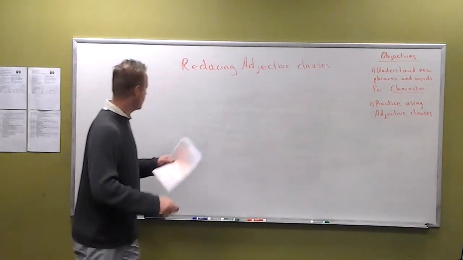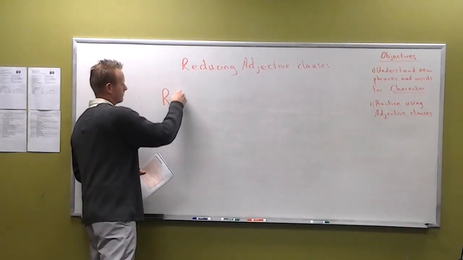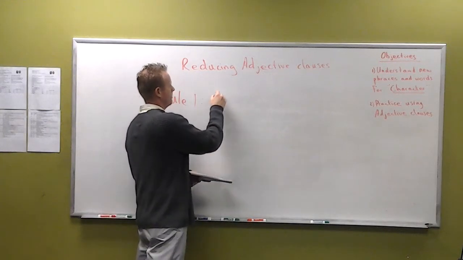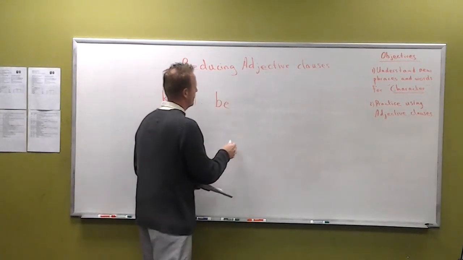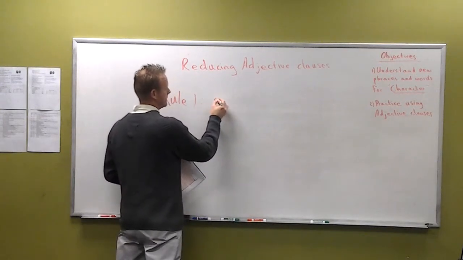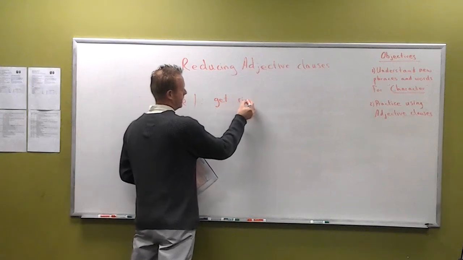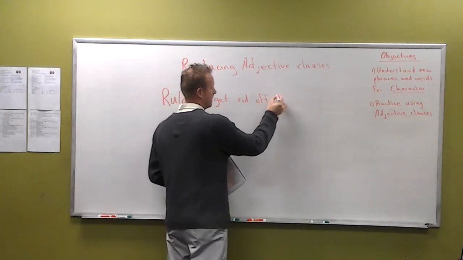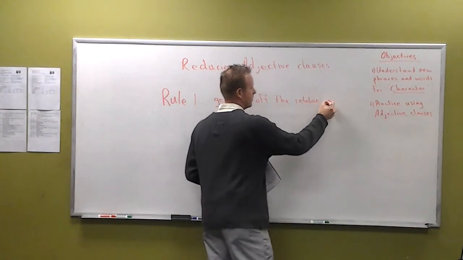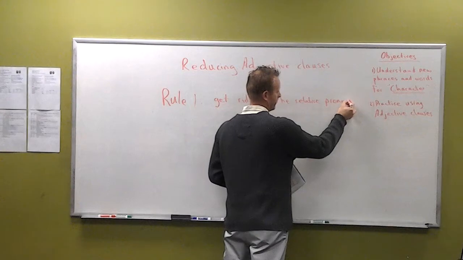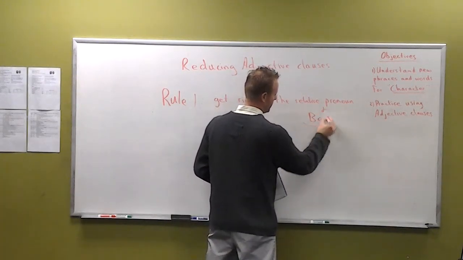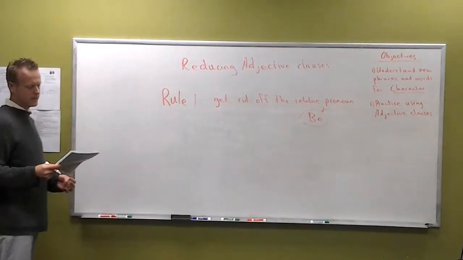Rule number one, let's just write it up here. So, when you have the be verb, alright, let's just make it easy. Get rid of the relative pronoun and the be verb. And let's give you another example.